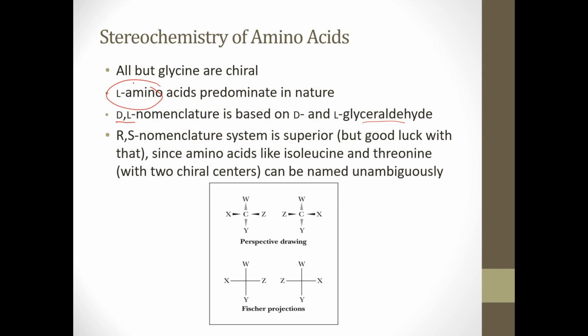Now, there's no doubt that using RS nomenclature we learned in organic chemistry is vastly superior as a means of defining chirality, particularly since there's amino acids which have multiple chiral centers, and we would be able to unambiguously define what we're talking about if we were using something like that. However, we don't always get to choose the tools that we prefer because of the field that we're working in. So, once again, we're going to have to get comfortable with big D and big L.